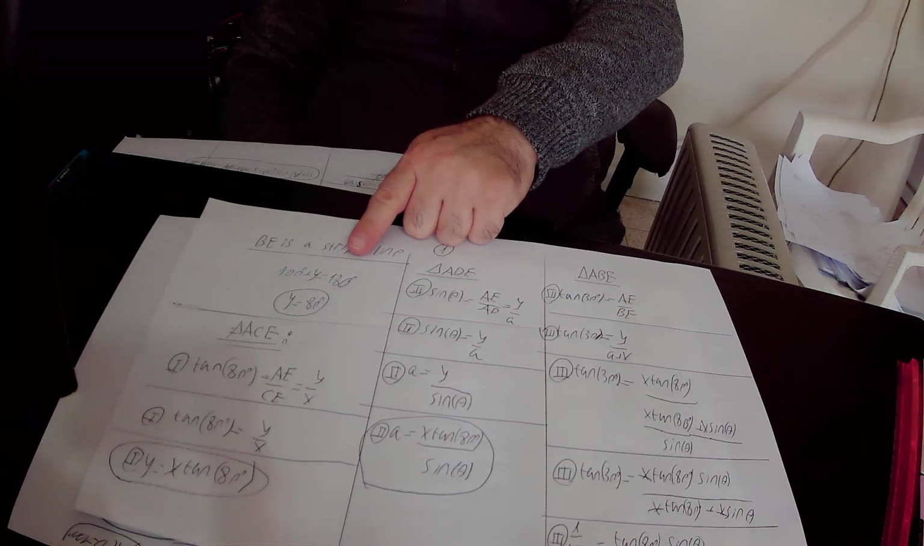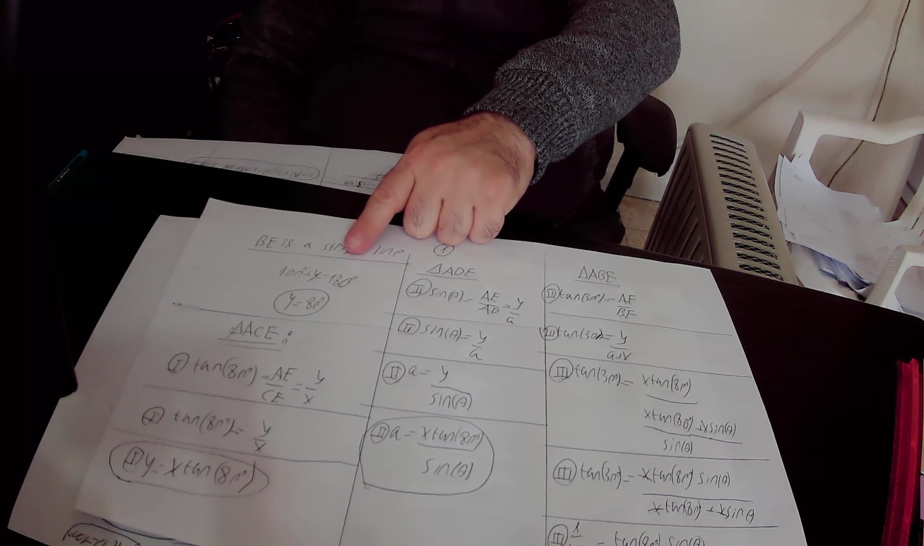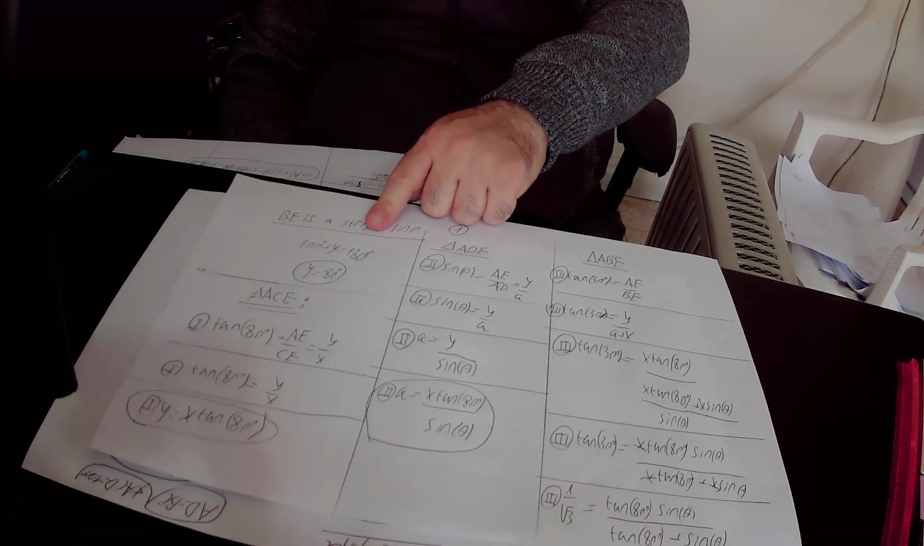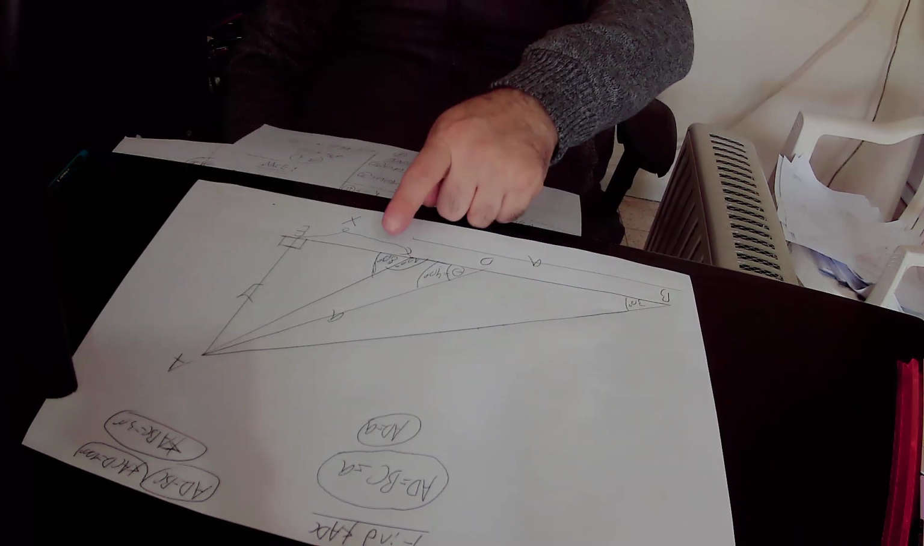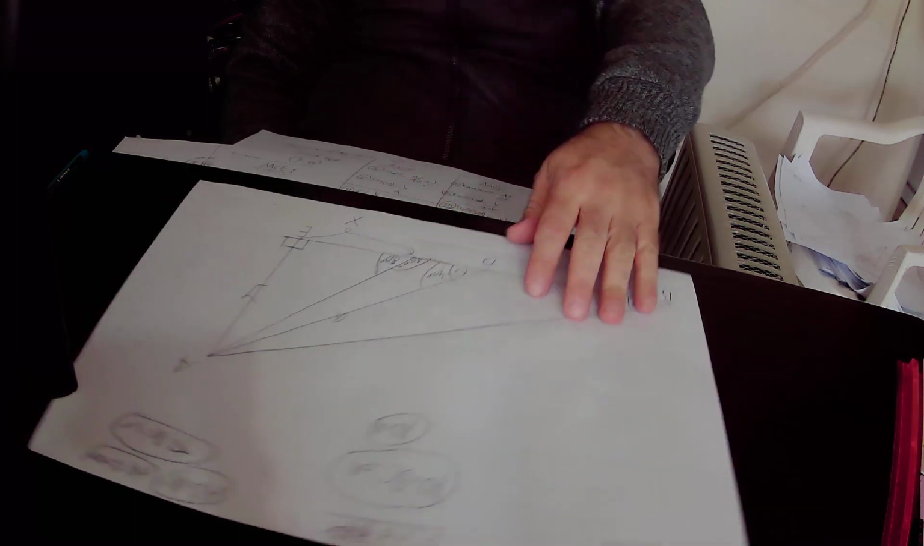100 degrees plus y equals 180 degrees. We subtracted 100 degrees from this equation, and we found out that angle y equals 180 degrees minus 100 degrees. That is to say, angle y equals 80 degrees. So we found out that this angle, angle ACE, equals 80 degrees.